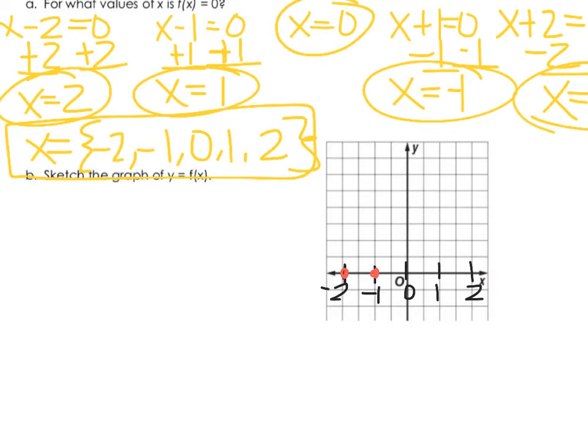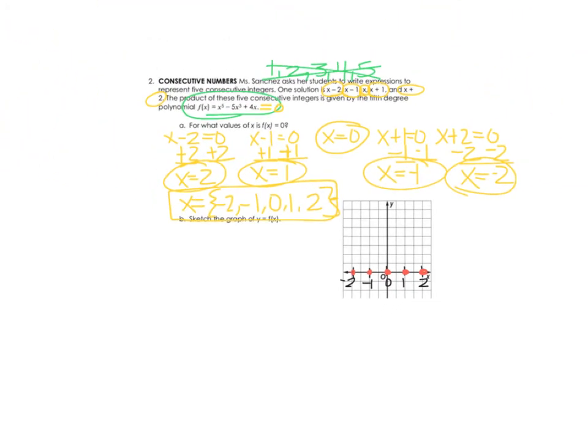Each point is going to cross the x-axis at these points, because those are all of our roots or solutions. But we need to get an idea of what direction it's going and what our end behavior looks like. So what we can do is we know that our original function is this right here, right?